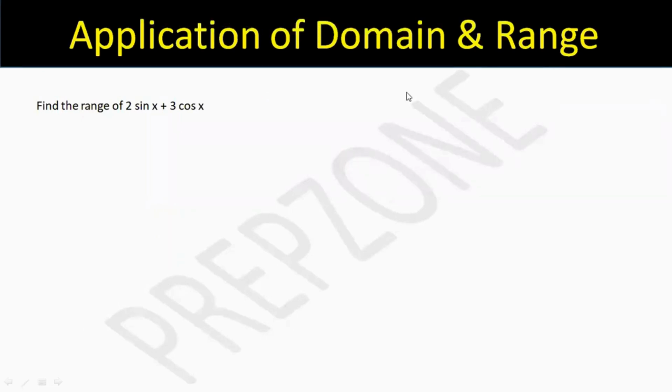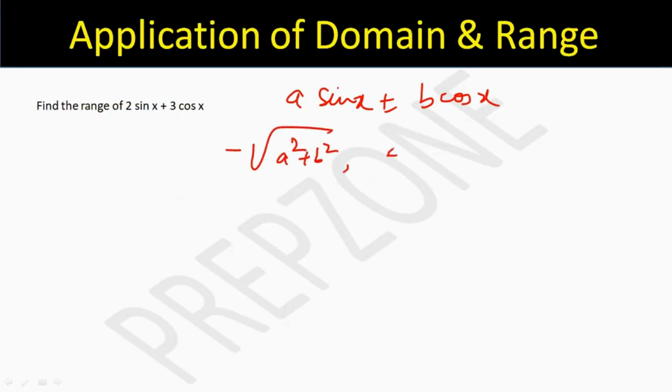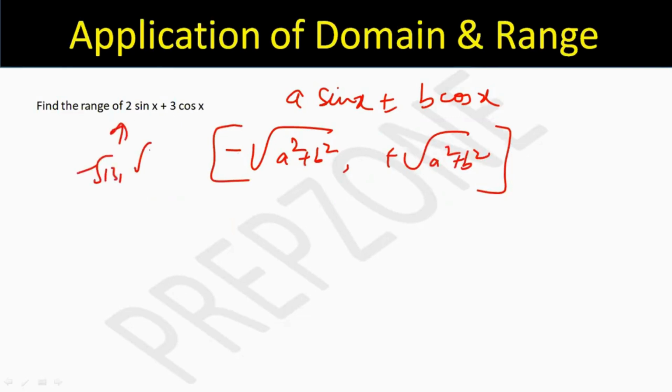No, Joseph, the answer is -√13 to +√13. And everyone note it down in your notebooks. Next time you see a question, A sin x plus minus B cos x, and you have to calculate its range, it is nothing but -√(a square plus b square) to +√(a square plus b square). Everyone note this down. And just apply this, you will get -√13 to +√13.